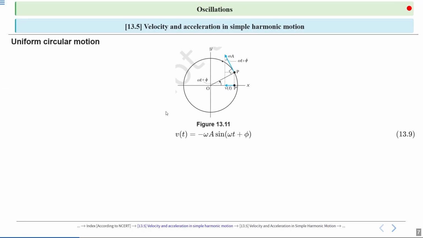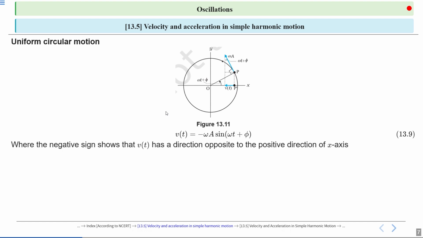So the equation v of t is equal to minus omega A sine omega t plus phi gives the velocity of the particle at any time t, where the negative sign in the velocity equation tells us that the direction of velocity is opposite to the positive x-axis at certain points in the motion. This is important because velocity is a vector. It has both magnitude and direction. For example, when the particle moves to the left of the equilibrium position, its velocity points in the negative x direction.